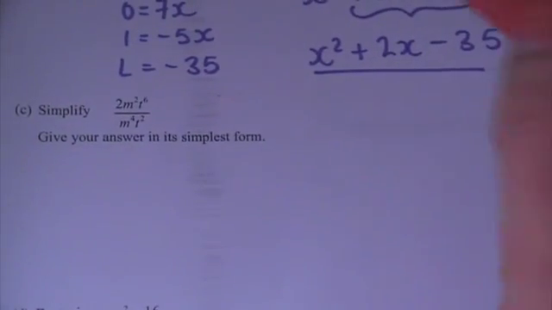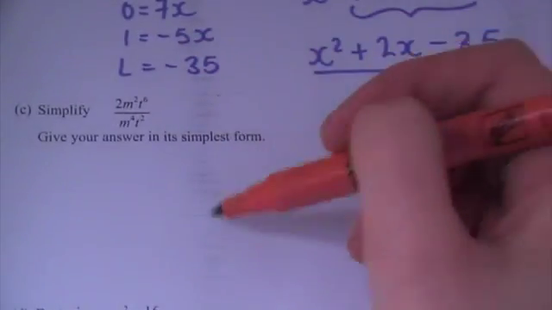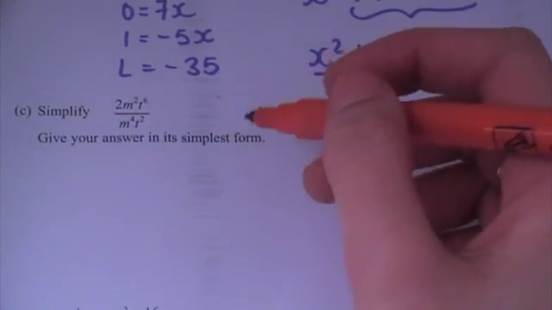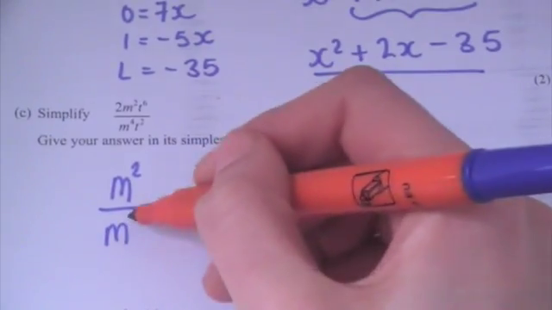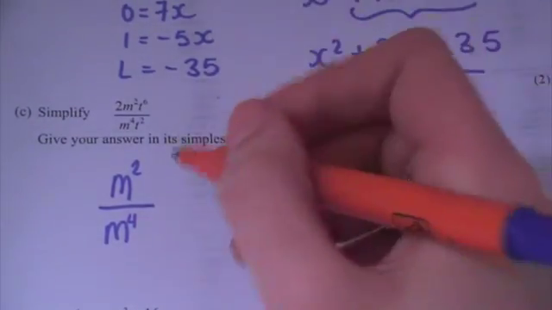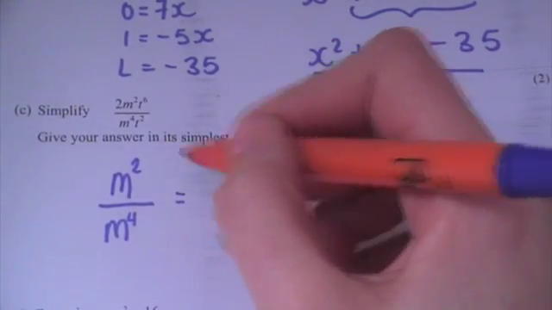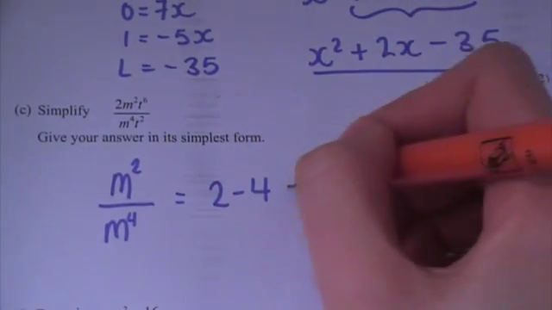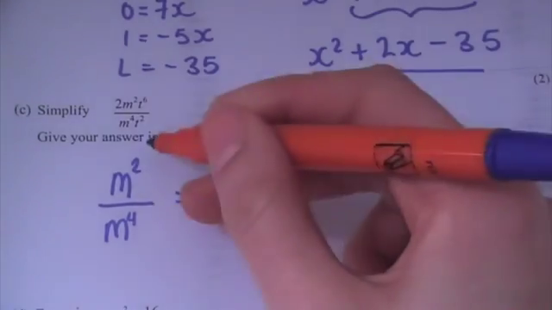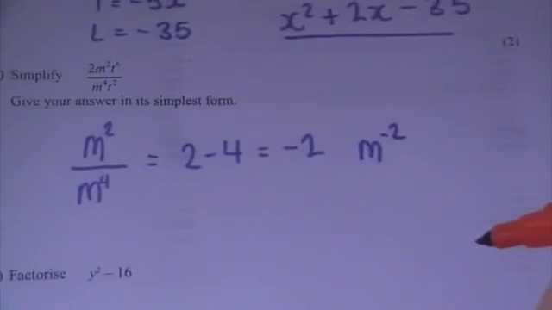Give your answer to this in its simplest form. So we've got 2m squared t to the power 6 all over m to the power 4 t to the power 2. So I would split this up. So we've got m to the power 2 divided by m to the 4. Now we know in dividing with powers we take it away. So this would be almost like saying 2 take away 4, so it would be minus 2. That's with our powers because we take them away when dividing. So that would be m to the minus 2.